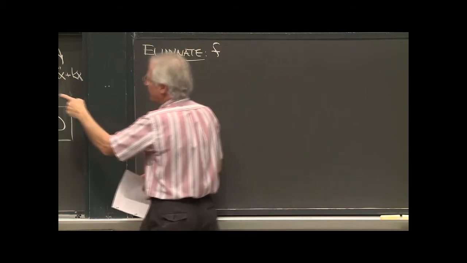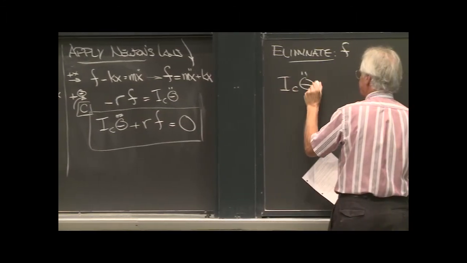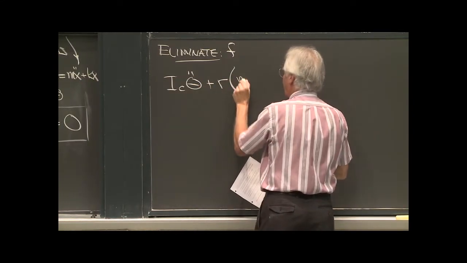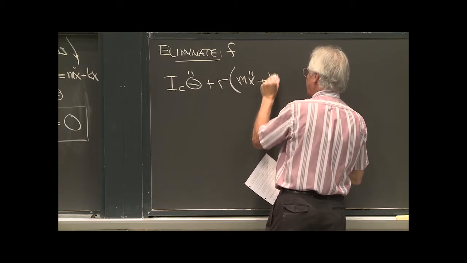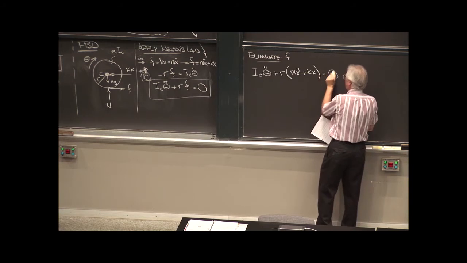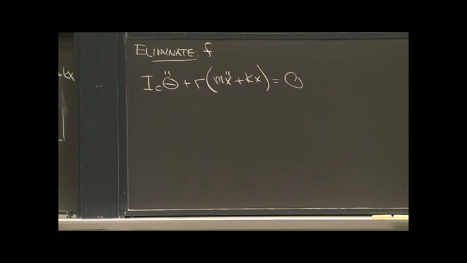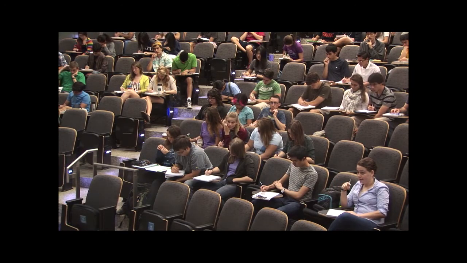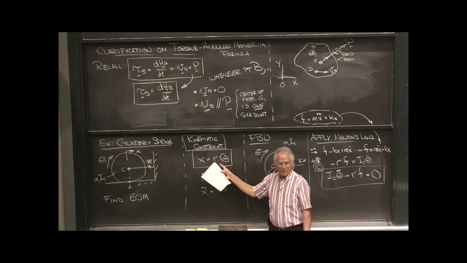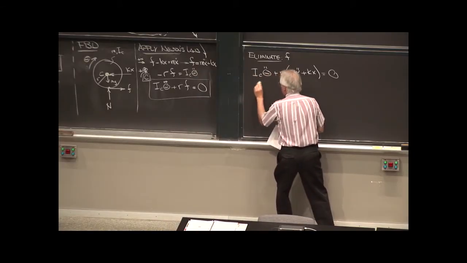Okay, eliminate F. That's why I wrote it up there. I can rewrite it right down here. Plus R times F is now mx double dot plus kx, right, equals 0. Hey, we're getting closer. How about it? Next step. Yeah, Emma. You need to change the x to theta. Absolutely. And how might we do that? The kinematic constraint. You got it right here, written out in big fat print. x equals R theta. So in kind of one step.